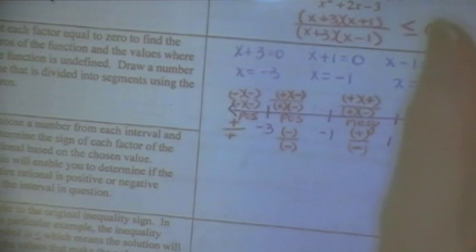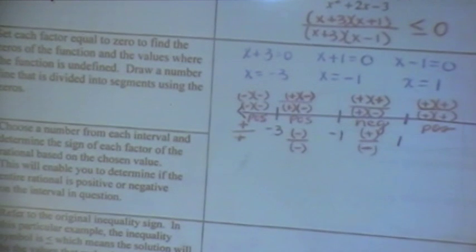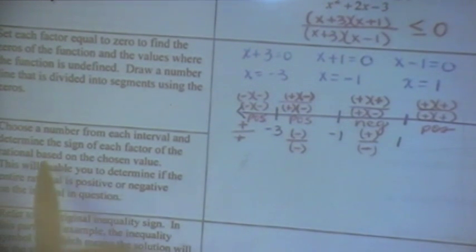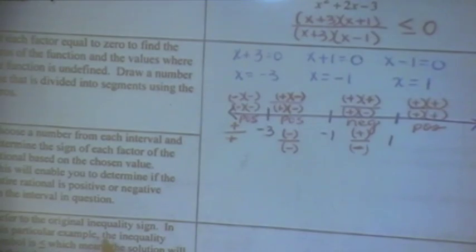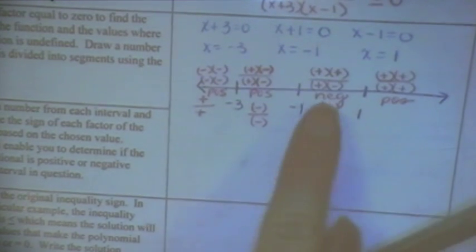One more. To the right of 1, let's just use 2. So let's see, my first piece would be a positive piece. Positive, positive, positive. This whole thing is positive. So I only have one little negative section right there. Okay, so it says refer to the original inequality. In this particular example, the inequality sign is less than or equal to 0, which means the solution will be the values that make the polynomial negative, where it is negative, which is right here.